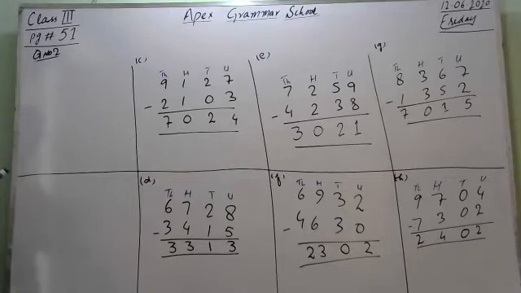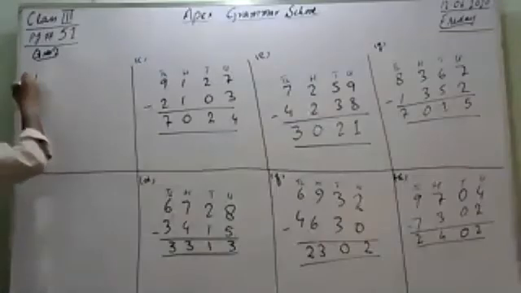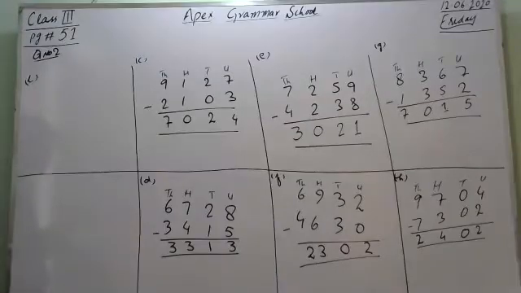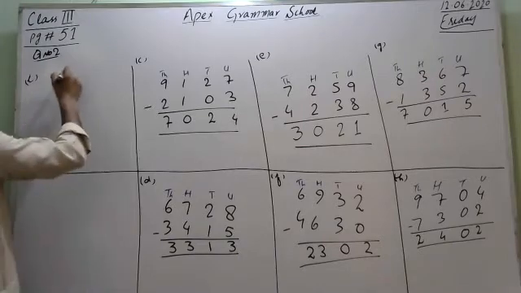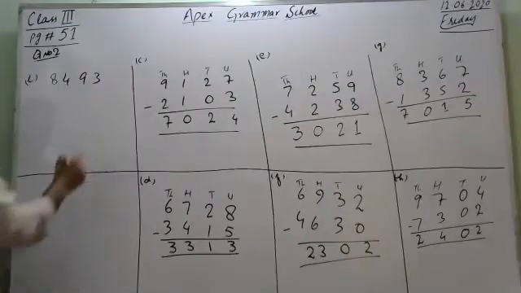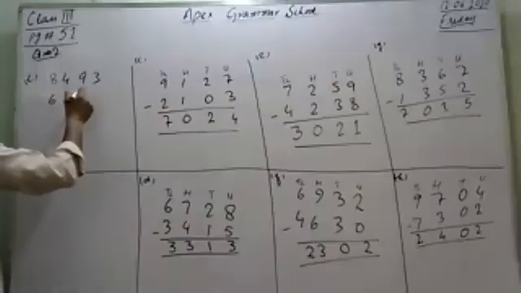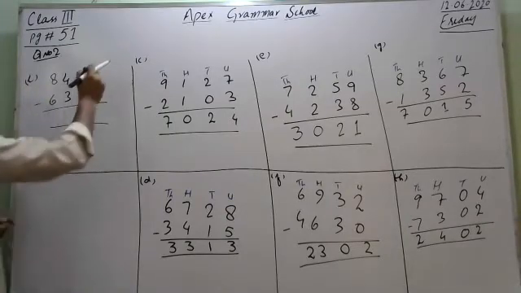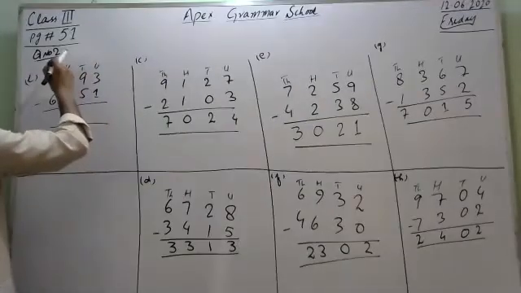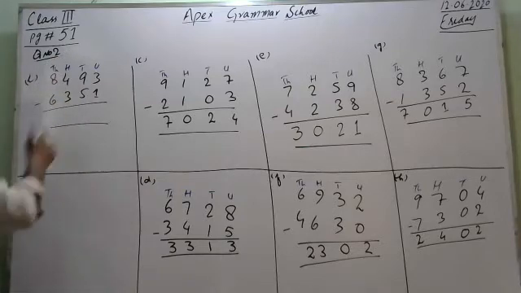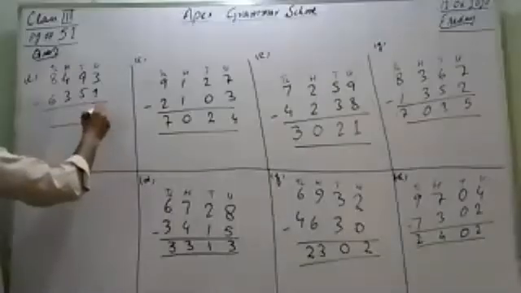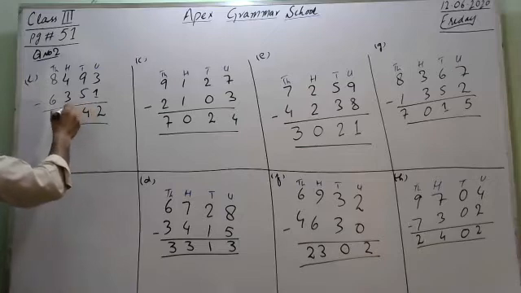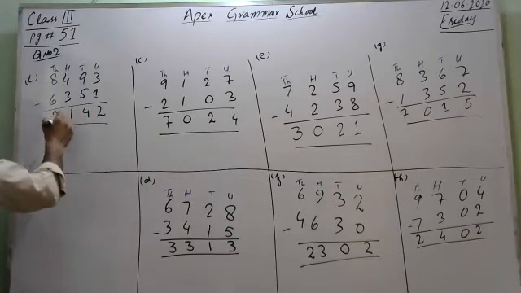Last part of this question is I part, which is 8493 minus 6351. 3 minus 1, 2, 9 minus 5, 4, 4 minus 3, 1, 8 minus 6, 2.